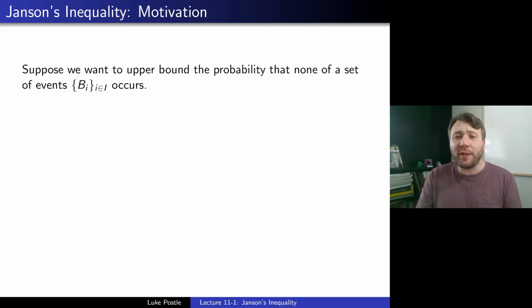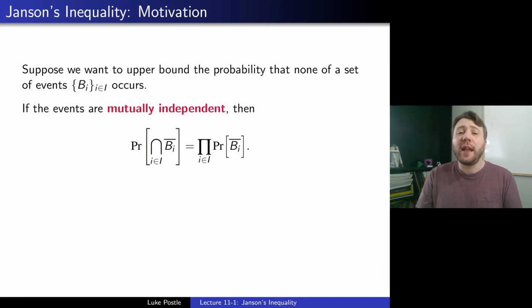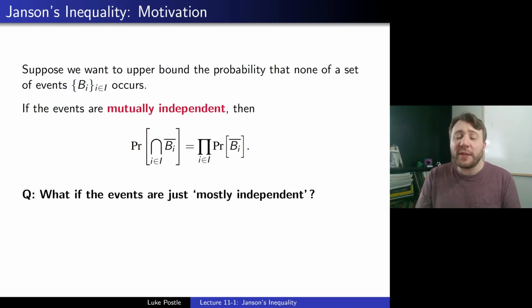Suppose we want to upper bound the probability that none of a set of events, B_i in some index set I, occurs. Now, if the events were actually mutually independent, then the probability that none of these events occur would of course just be the product of the probability that each individual event did not occur. So it'd be the product over little i in big I of the probability that B_i did not happen. But the question we're asking today is, what if the events are just mostly independent?